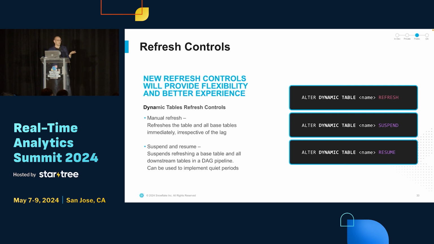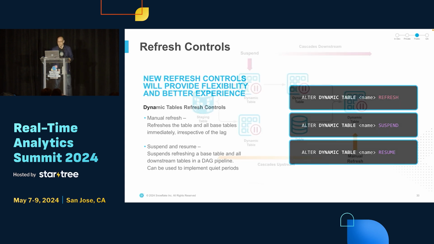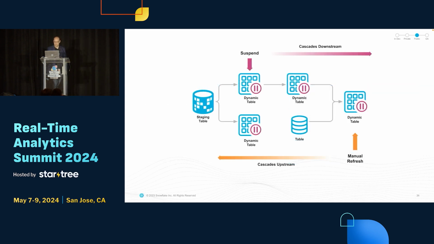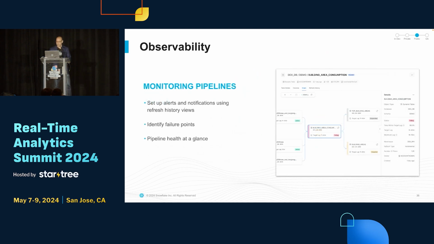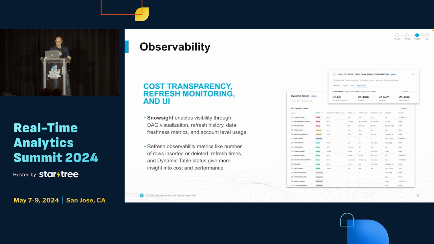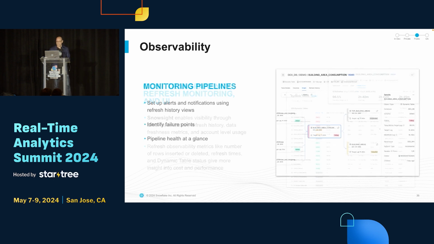You can suspend them, so you stop spending credits on those suspensions, and you can bring them back to life too. So in this example, we have everything suspended, but we ask for a refresh, boom, the whole DAG will compute. Observability, I just showed you how cool it is for looking at the cost transparency and also for monitoring pipelines. And that's my talk.